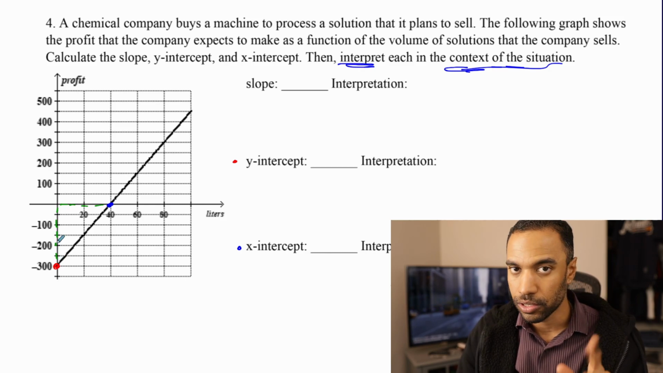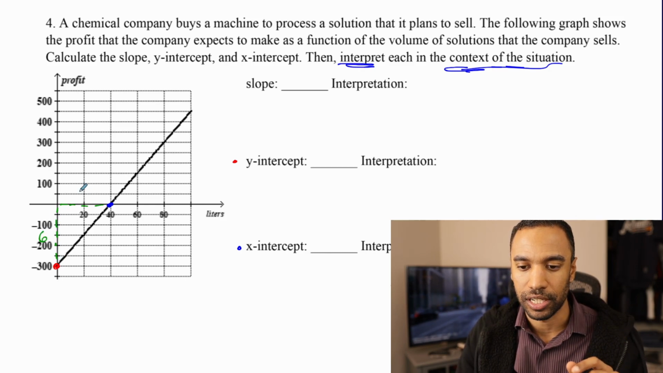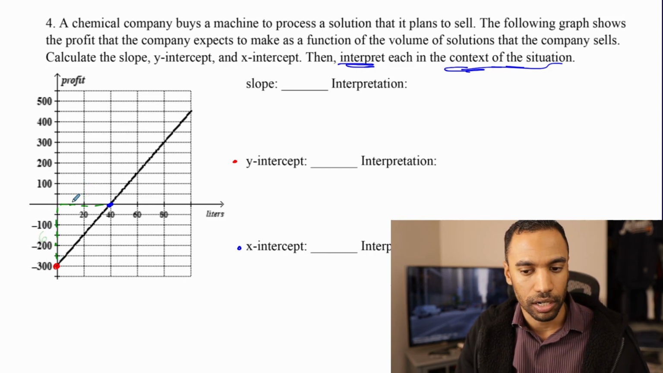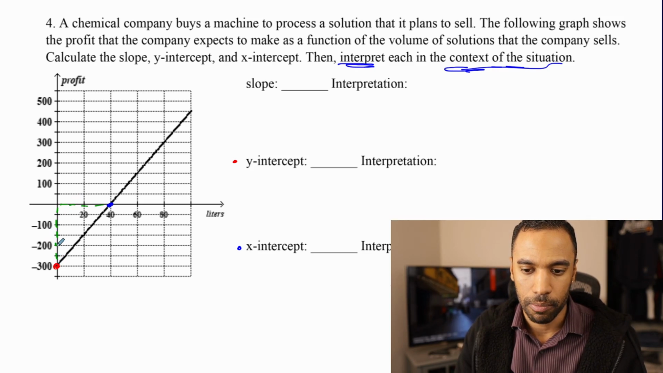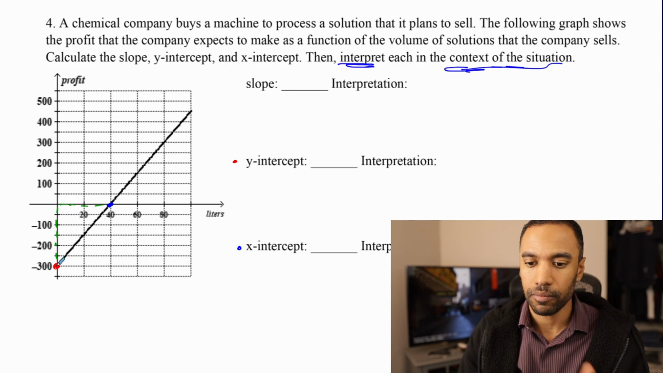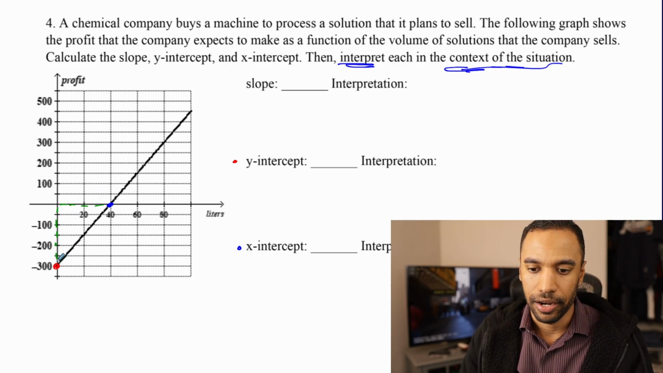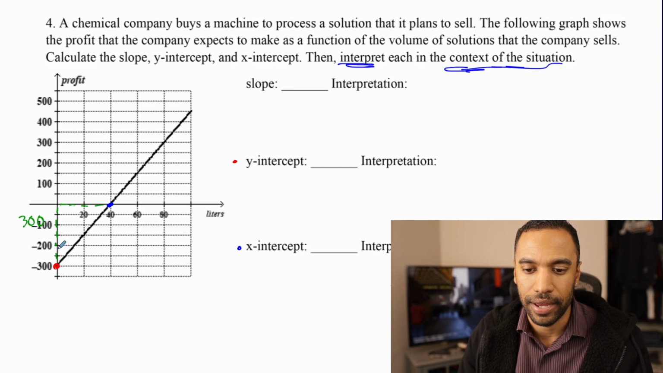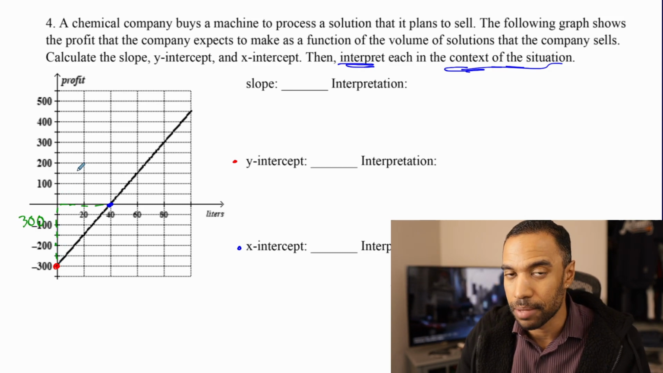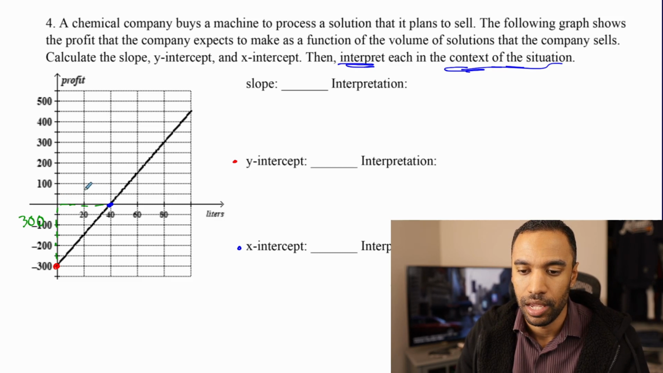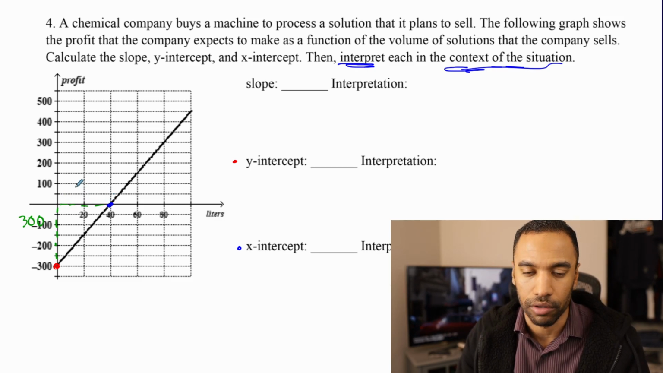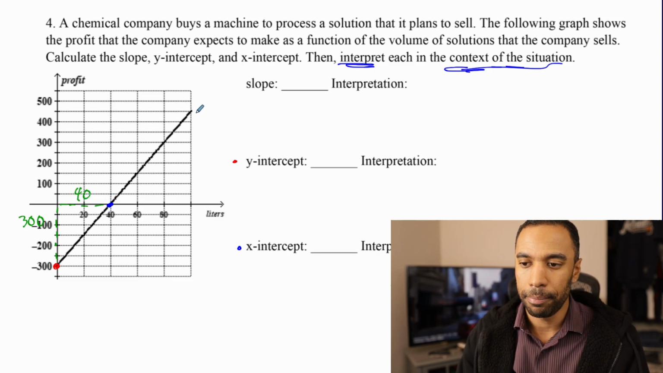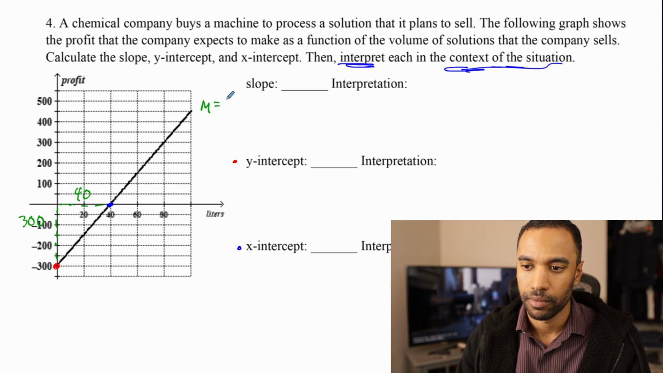But the scales are not so simple as 6 and 2 because these scales are different. Every increment here looks like it's 50, and every increment here looks like it's 20. So if I go up here, I'm going from negative 300 to 0, so I'm going up 300. If I went 6 50s, 6 times 50 gives you that 300. And if I go over 2 20s, that's going over 40. So I'm going up 300, and I'm going over 40.